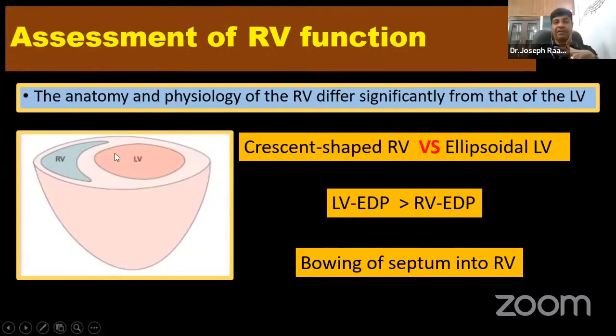This is normal. So what we need to know is, if for some reason the RV is not functioning properly, or in right ventricular failure where the pressure starts going up, or the end diastolic pressure in the RV is going up, that's going to cause a dilatation of the RV. As a result, this septum will be pushed into the left ventricle. So if we are able to pick that up, then we know that the RV is not functioning properly.